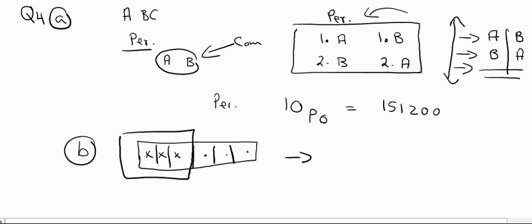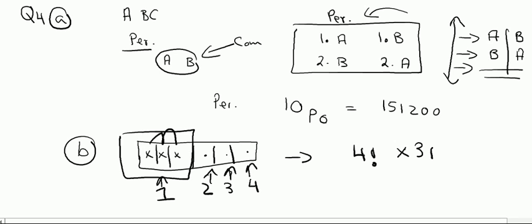So arranging them will mean that this block is 1st, and then 2nd, 3rd and 4th. These letters are independent, whereas this is a block. We have 4 factorial arrangements for them. Furthermore, within this block, we have 3 letters which can be arranged in 3 factorial ways. And in totality, it will be 144.